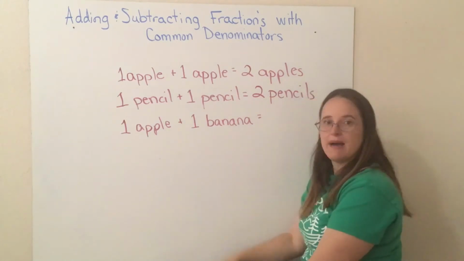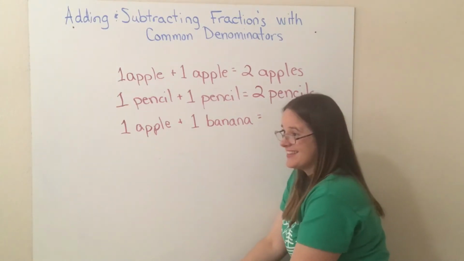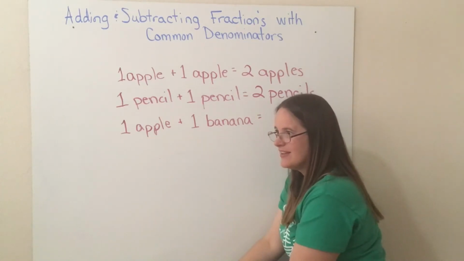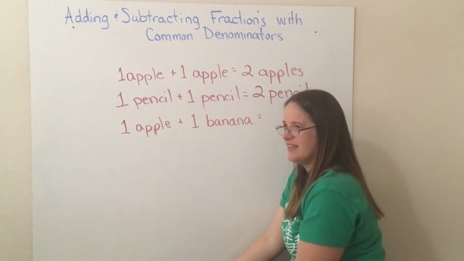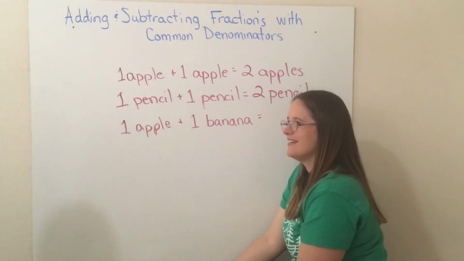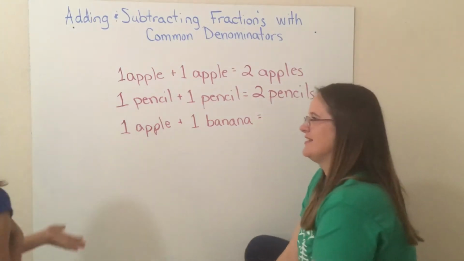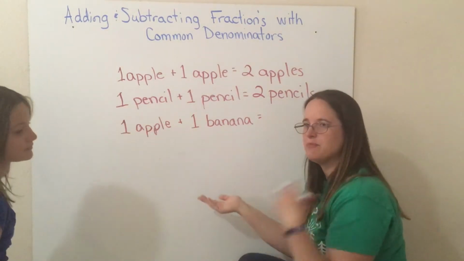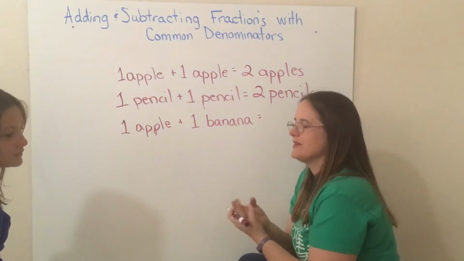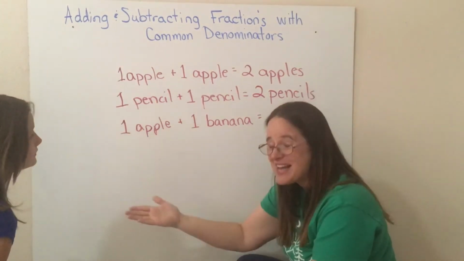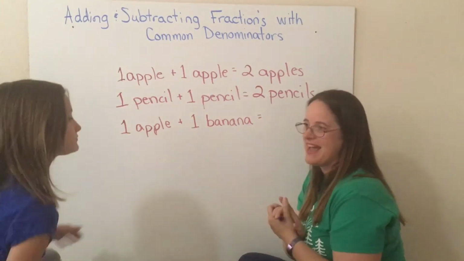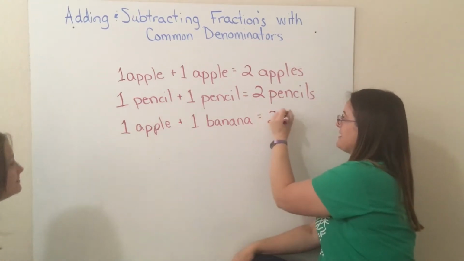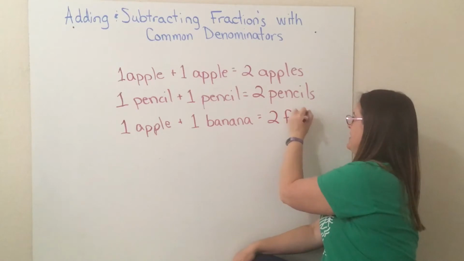Do I have 2 apples now? No, I don't have 2 apples. Do I have 2 bananas now? No. What do I have, Nyla? Well, you still have 2, but it's not specifically apples or bananas. So what would you say? If I have 1 apple plus 1 banana, what do I have now? 2 fruits. Oh, she changed it to something they have in common.